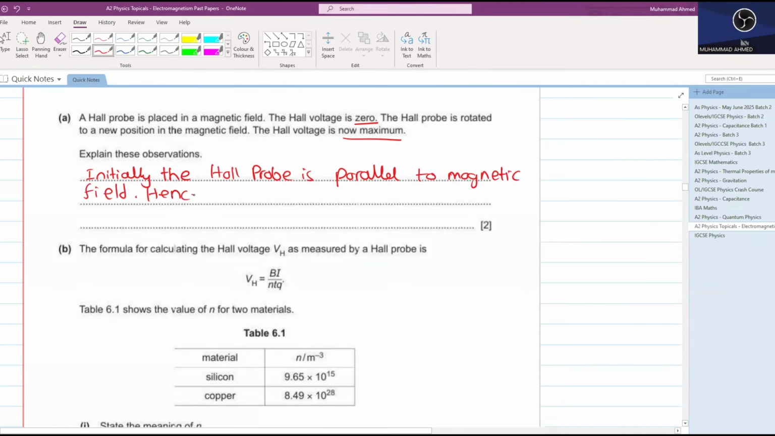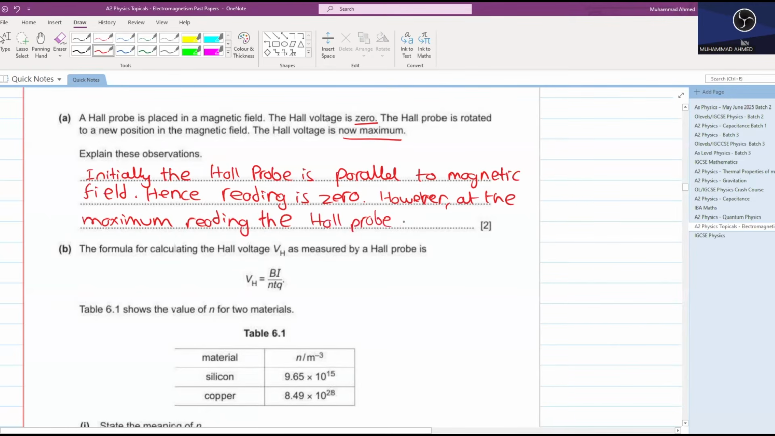Hence, reading is 0. However, at the maximum reading, the whole probe is perpendicular to the magnetic field. Simple as that. Nothing complicated here. Okay, let's move on to part B.